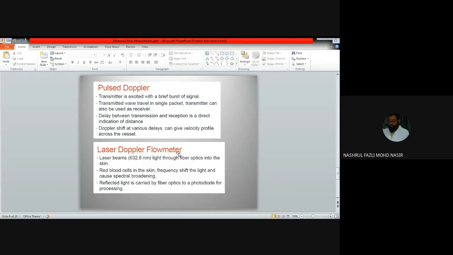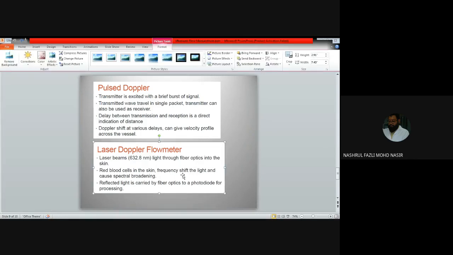Laser Doppler flow meter. Laser beams, this is the wavelength. Light goes through fiber optics into the skin. Red blood cells in the skin shift the frequency of the light and cause spectral broadening. Reflected light is carried by fiber optics to a photodiode for processing.